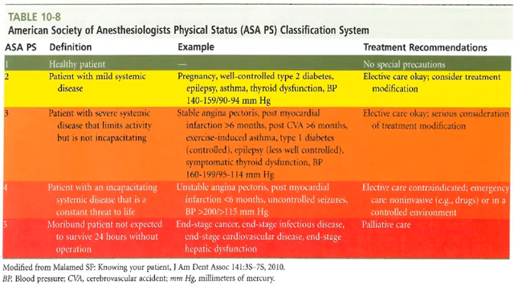Let's move to the class number 5, the moribund patient who is not expected to survive 24 hours without an interventional operation, like the end-stage cancer and end-stage infectious disease. Here we only give palliative care to the patient.